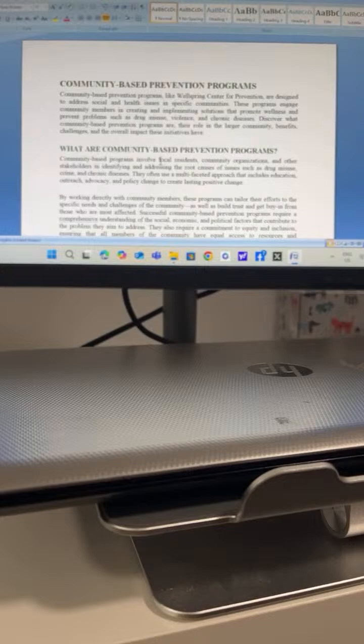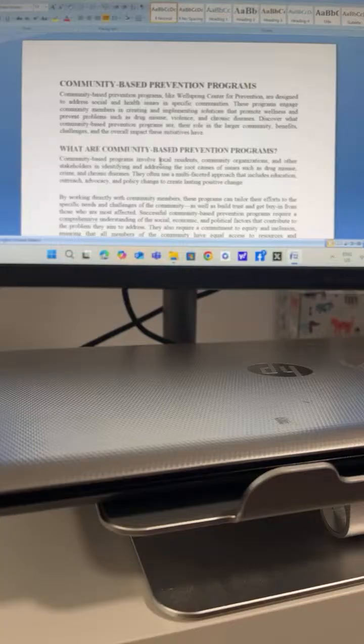Community based prevention programs are designed to address social and health issues in specific communities. These programs engage community members in creating and implementing solutions that promote wellness and prevent problems such as drug misuse, violence, and chronic disease. Discover what community based prevention programs are, their role in the larger community, benefits, challenges, and the overall impact these initiatives have.